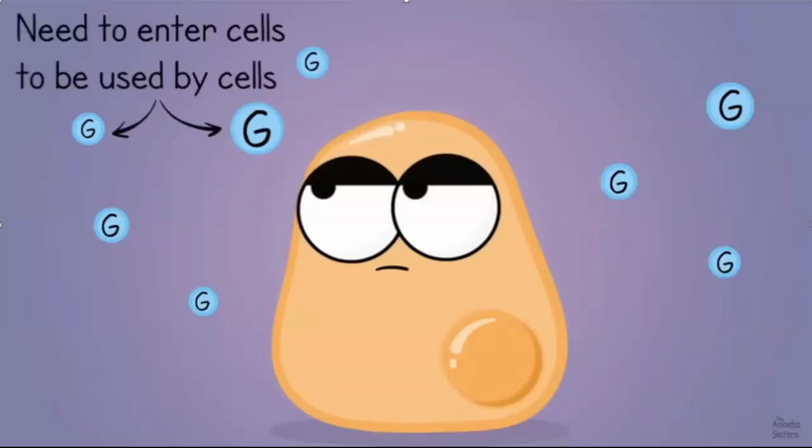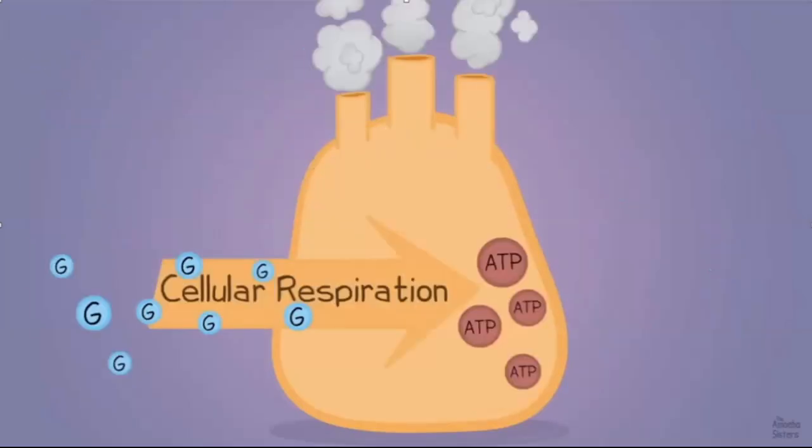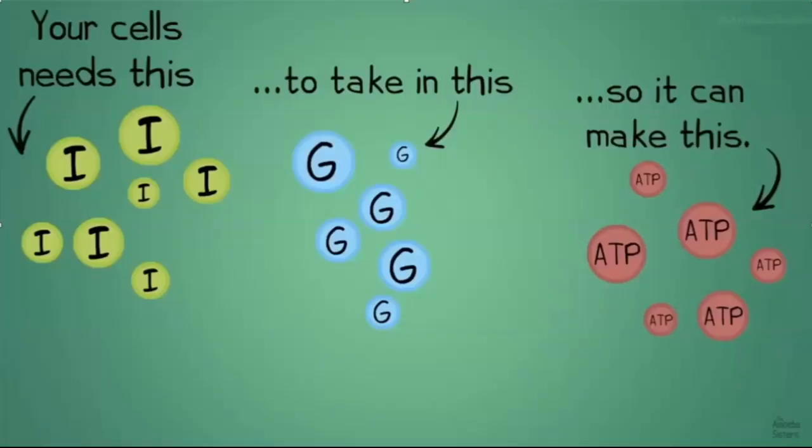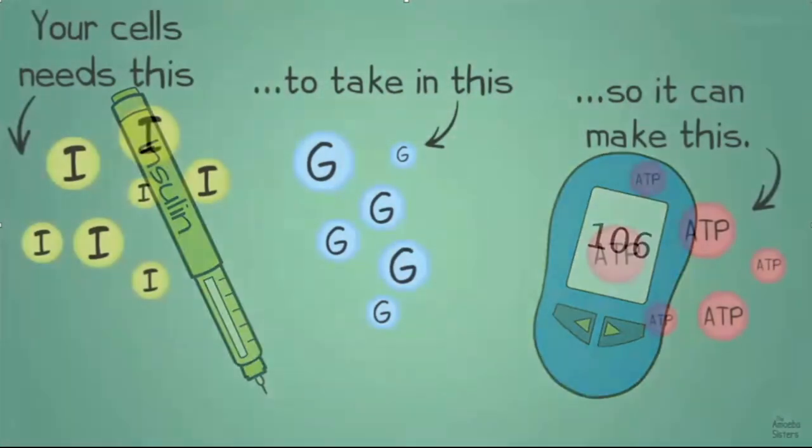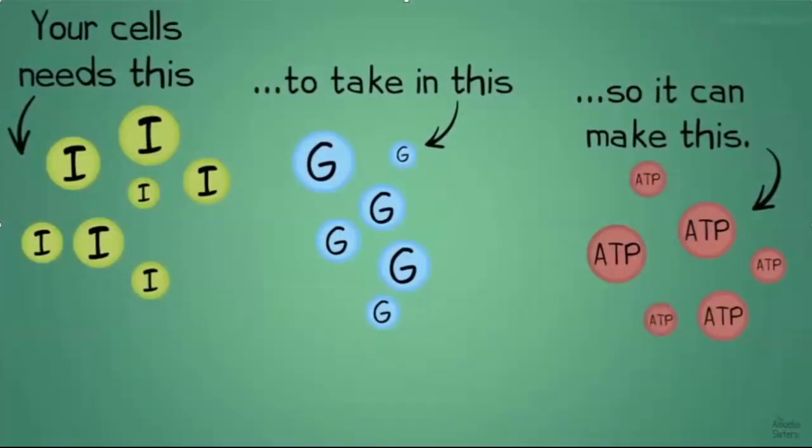Now, glucose outside of the cells cannot be used in cellular respiration. The cells need to take the glucose in to make ATP energy in cellular respiration. Therefore, your cells need to be able to take in the glucose to survive. So many type 1 diabetics need to give themselves insulin and monitor their blood sugar because the negative feedback may not work as it should.